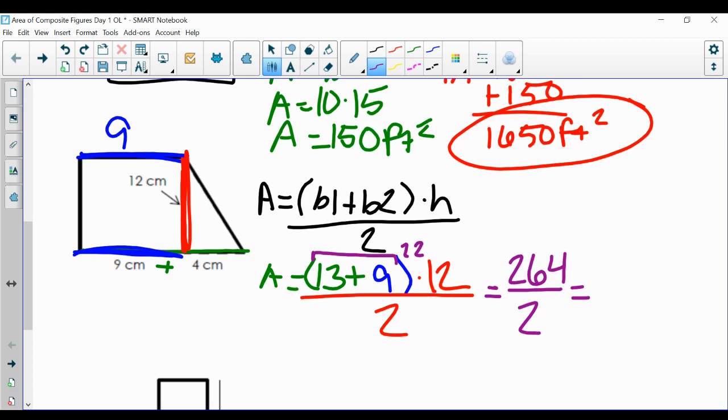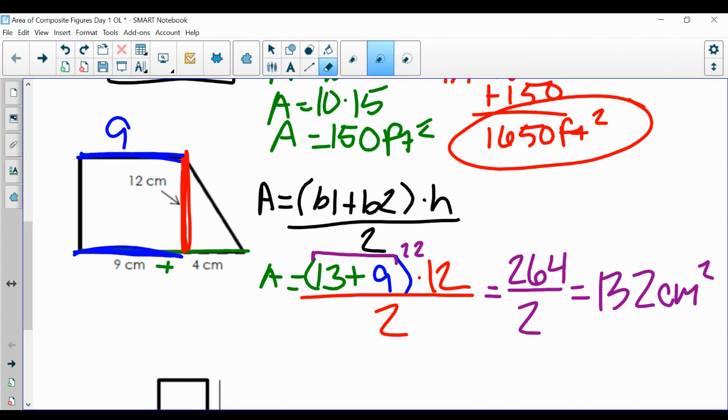So, like we said, we're going to do 264 divided by 2, which gives you a final answer of 132 centimeters squared. Okay, so that's one way you can solve this shape, this trapezoid. You can actually use the trapezoid formula to help you figure it out. But there's another way you can solve it too. So I'm going to leave the trapezoid formula up. I'm just going to erase it in here for a little bit so that I can show you the second way that you can do this.